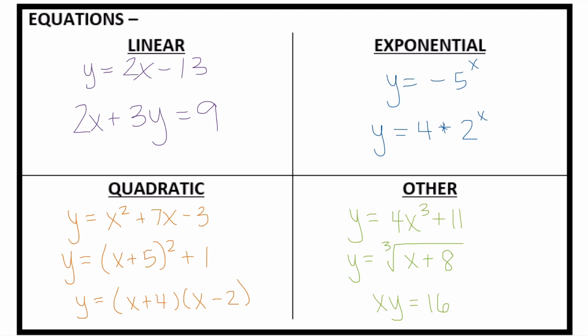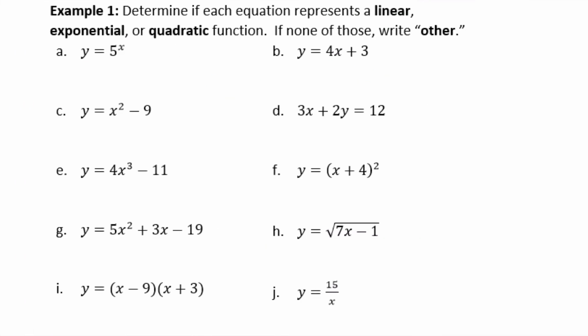So let's look at some equations and see if we can identify if they are linear, exponential, quadratic, or other. So looking at this first example, I see an exponent of x. If the exponent is x, that is exponential. In the next equation, I see x and I see y, but there aren't any exponents or anything crazy here. So this is just a linear function.